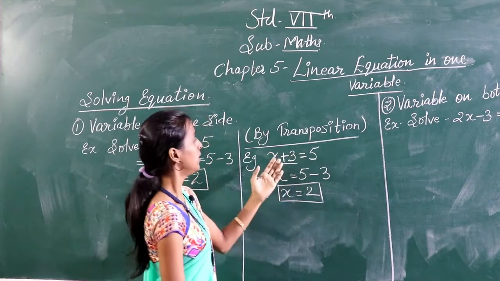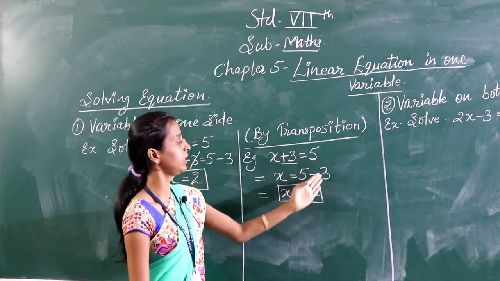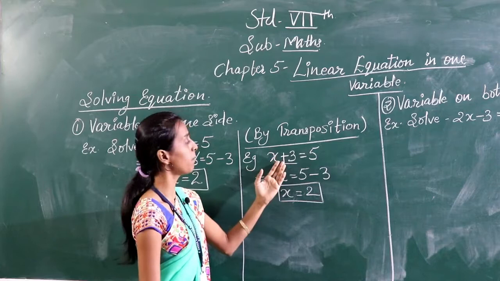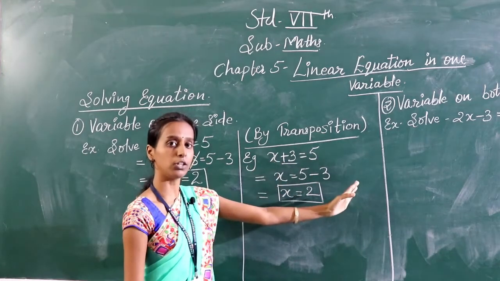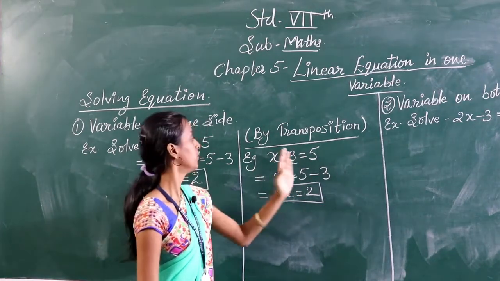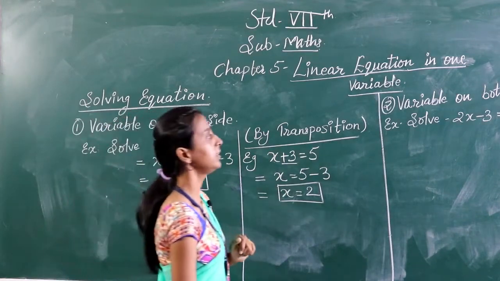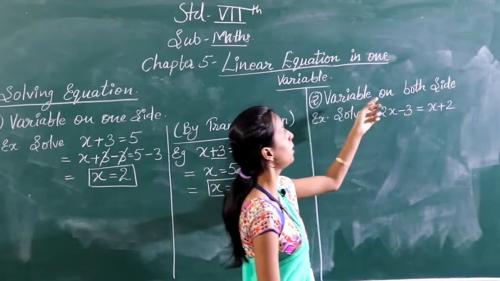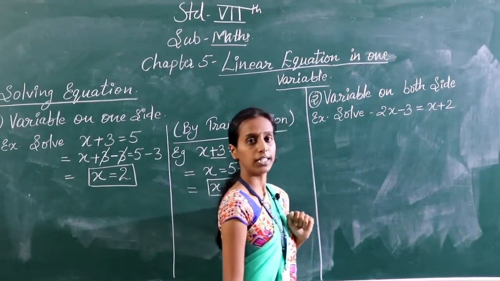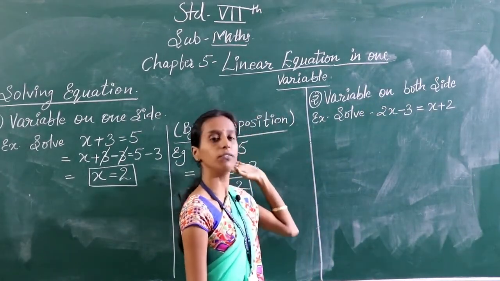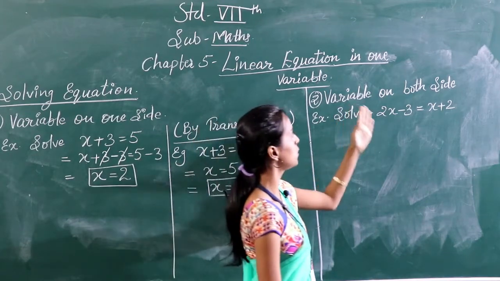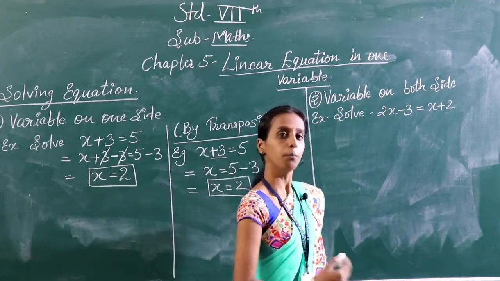Remember, here it is plus, that's why here it will become minus. If it is minus here, then it will go there and become plus. So this is called variable on one side. The other thing we have is variable on both sides. In this equation we have the variable on one side, and in this one we will have variables on both sides.